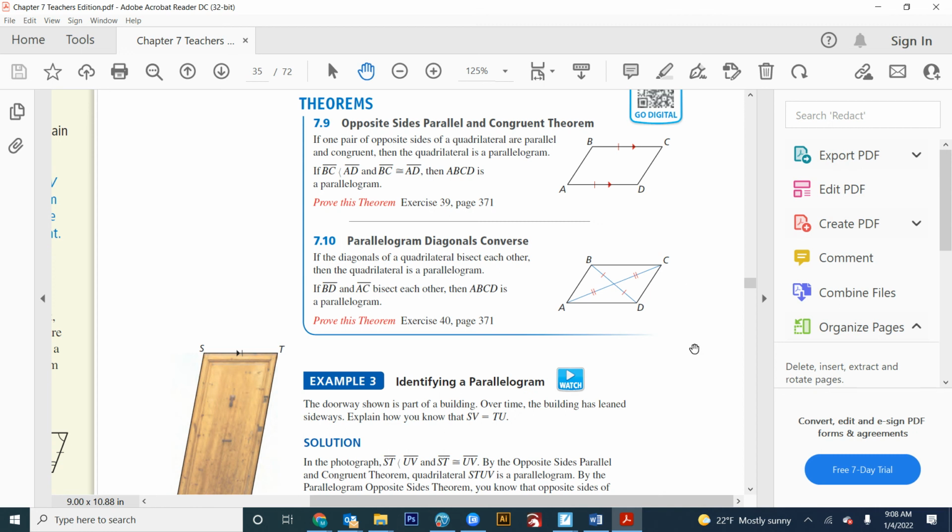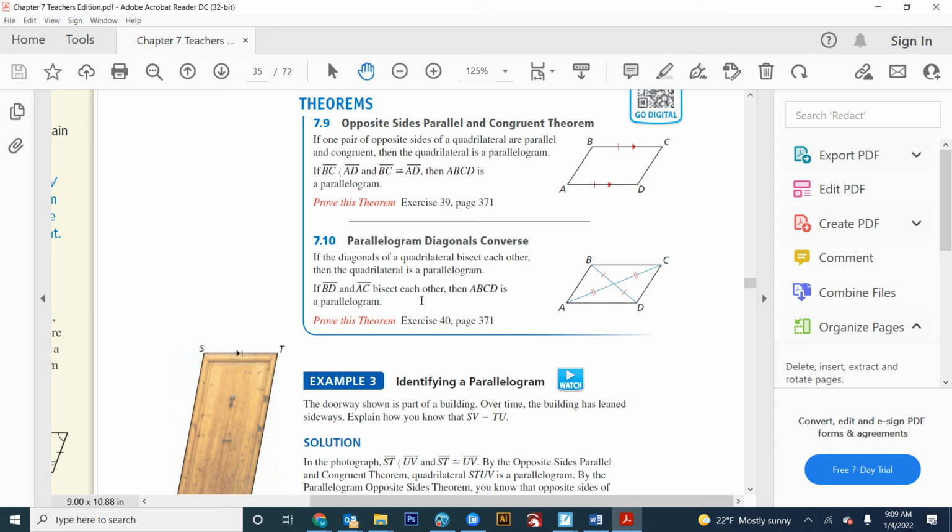Number 5 is right here, 7.10. Looks like number 5 on your guided notes. Why are we writing this again if we just did this in the last section? Or are they different? Let's read it. If the diagonals of a quadrilateral bisect each other, then the quadrilateral is a parallelogram.